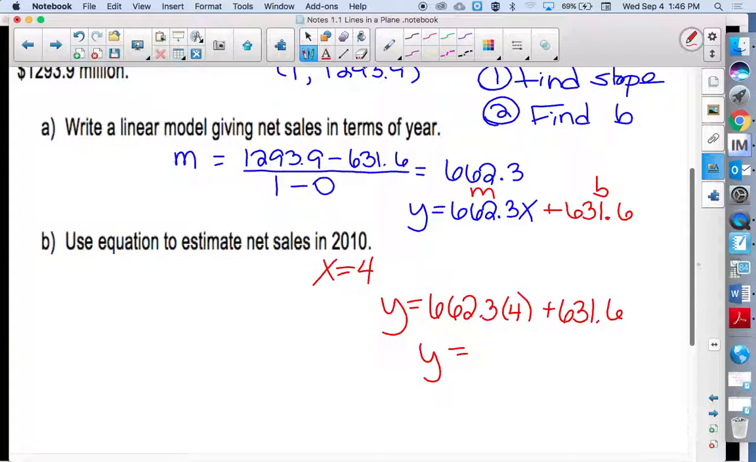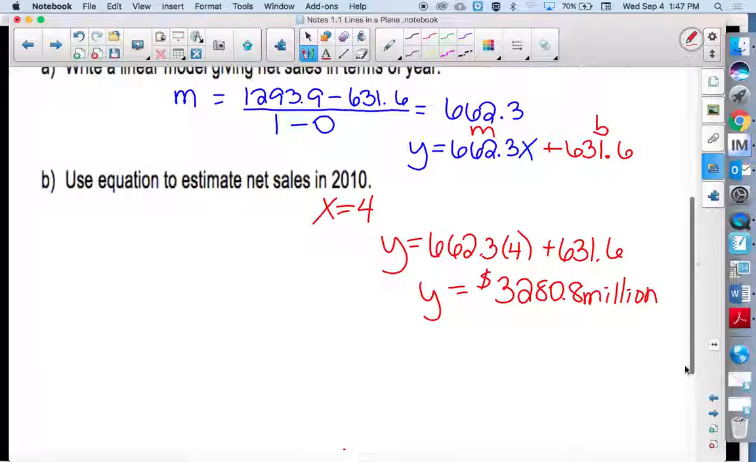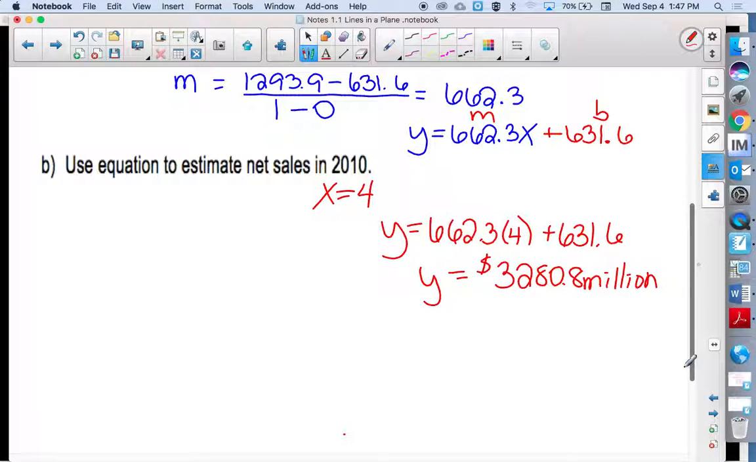What was the net sales in 2010, Maggie? 3,280. And then she quietly said million. I put a dollar sign with that as well because we are talking about sales profits. So put the dollar sign there. So what number is this actually, Kevin? 3,280,800,000.